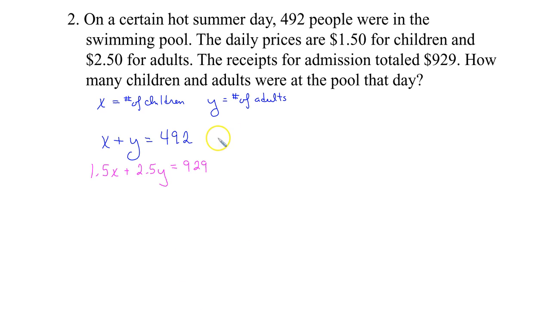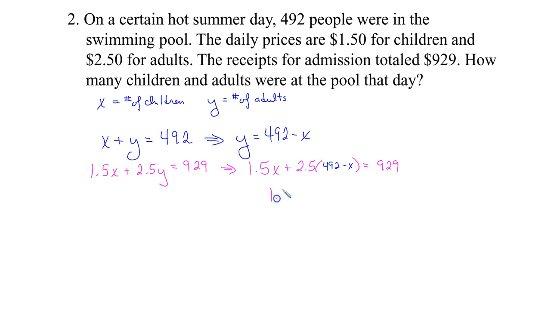This one does solve very nicely using substitution. Since it's asking for both quantities, it does not matter which one you solve for. Most people like to solve for y so they can substitute that in. It's really a personal preference. Either way, we've got some decimals here, but it's not going to be bad, I promise. So 1.5x plus 2.5 times y, and now we'll substitute this 492 minus x, and this is going to be equal to 929.